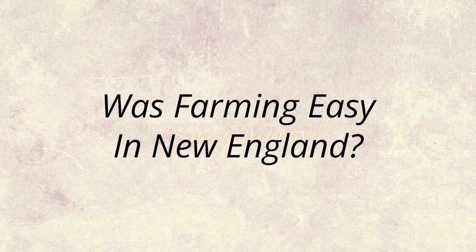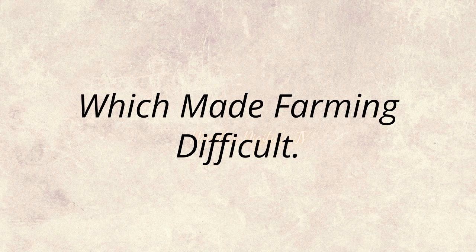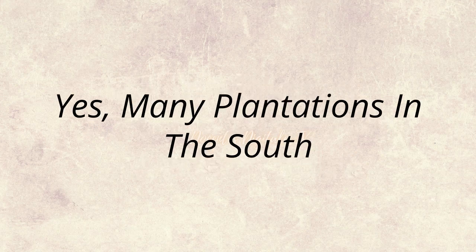Was farming easy in New England? No, the soil was rocky and the climate was cold, which made farming difficult. Did the southern colonies depend on enslaved labor? Yes, many plantations in the South relied heavily on enslaved workers.